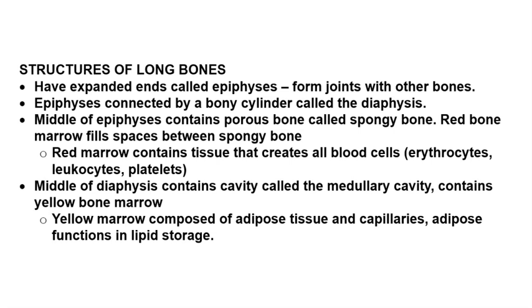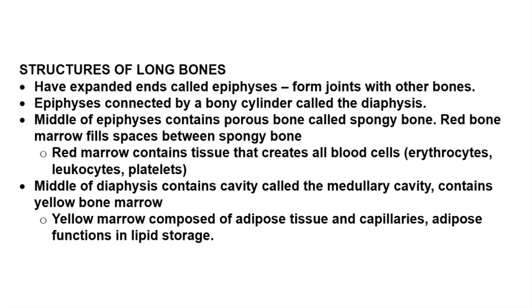Internally, the epiphyses contain a porous bone that is referred to as spongy bone, because the spongy bone helps to keep the epiphyses supported, but it also helps to reduce their weight, because bones don't need to be solid in order to support our body weight. The fact that they are made of porous bone tissue means that there are other tissues that can occupy the space between that spongy bone. Specifically in the epiphyses, there is a type of marrow called red bone marrow that fills the spaces between spongy bone. And it's red bone marrow that creates the blood cells.